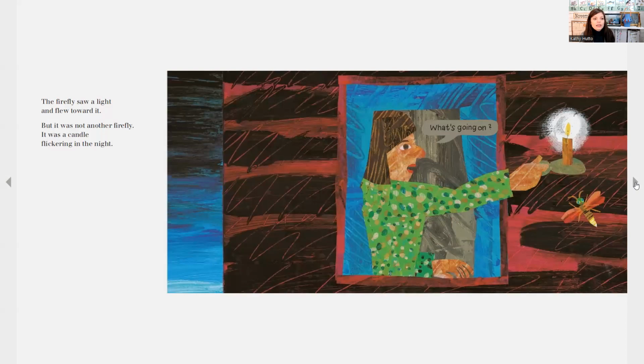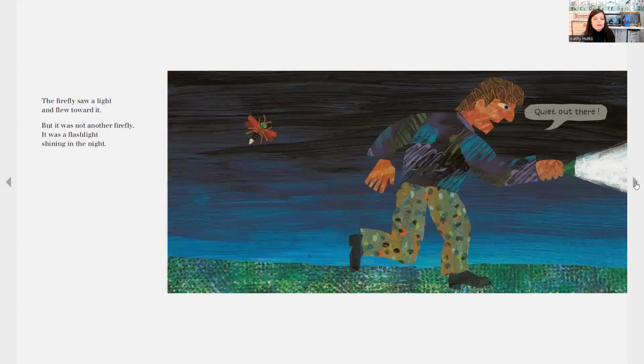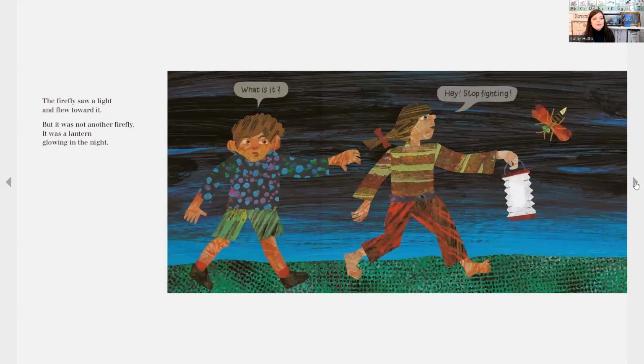The firefly saw a light and flew toward it, but it was not another firefly. It was a candle flickering in the night. The firefly saw a light and flew toward it, but it was not another firefly. It was a flashlight shining in the night. The firefly saw a light and flew toward it, but it was not another firefly. It was a lantern glowing in the night.